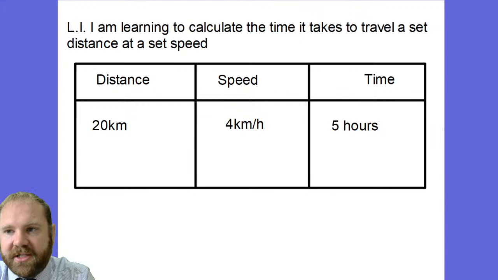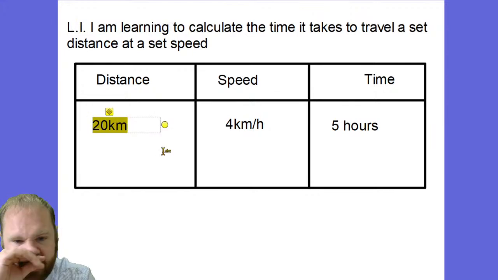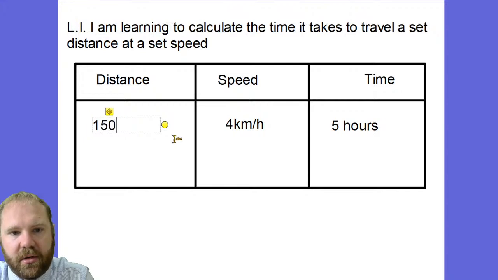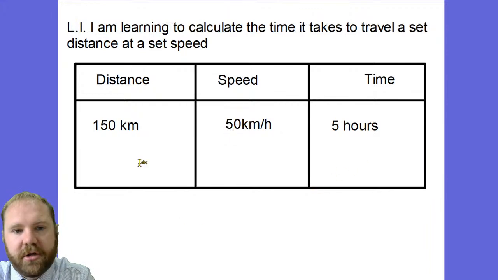So, a couple more of these then. Have I even got examples? I haven't got examples for this one, I'm afraid. So we'll just have to work through this together here. So one more of these. Let's go 150 kilometers. And we're going to do it at a speed of 50 kilometers an hour. How long is that going to take us? How long are we going for?